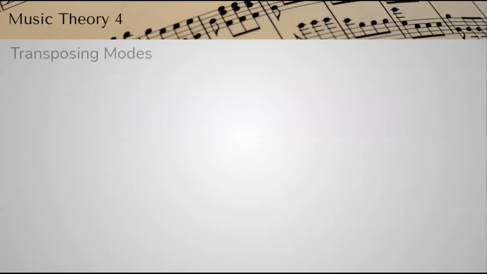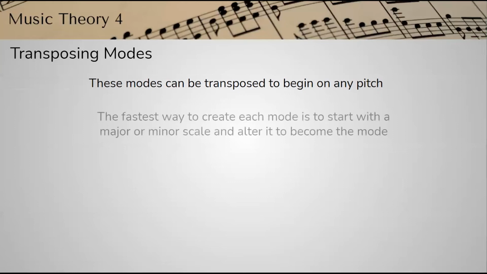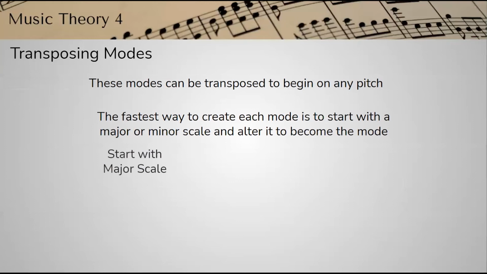Okay. So let's look at what it means to transpose a mode. These modes can be transposed to begin on any pitch. They don't have to just start on notes of the F major scale or notes of the C major scale, right? And the fastest way to create each mode is to start with a major or minor scale and alter it to become the mode, kind of like what we were looking at a second ago. So the ones that start with a major scale are the Ionian, the Lydian, and the Mixolydian.